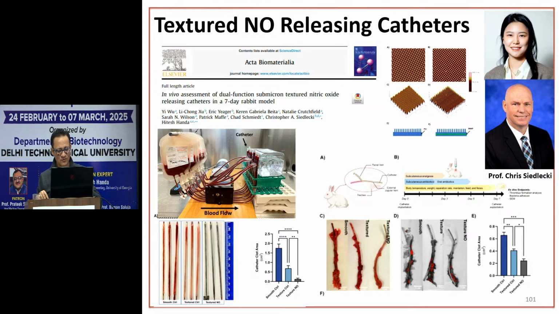In this work, we did some animal studies and some in vitro studies. For the in vitro study, we had these blood bags. His group did this work. We had a pump and a catheter sitting in the blood. And then over time, we saw how textured really looked better than control, and NO-releasing textured looked even better than textured. Same for animal work, the combination of textured and NO-releasing pillars was much better than NO release or pillars by themselves.